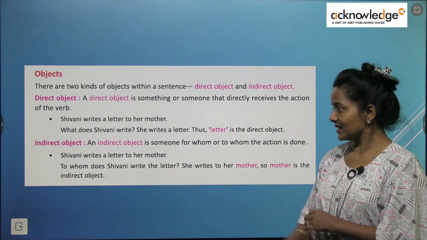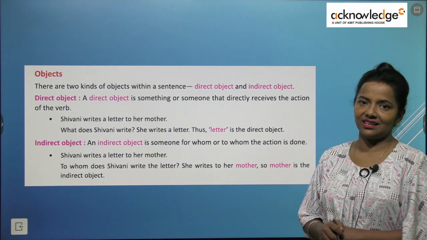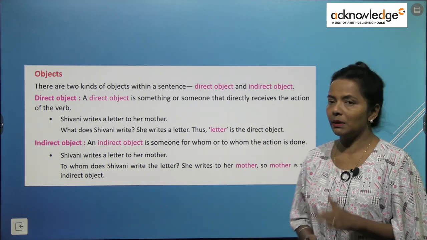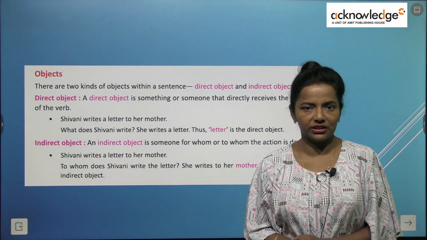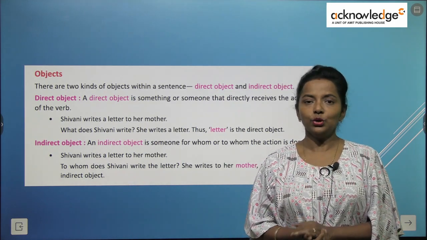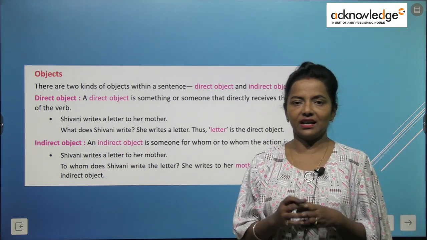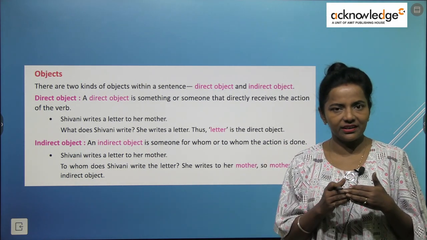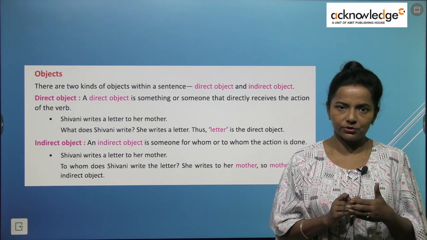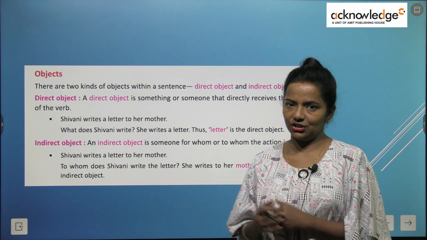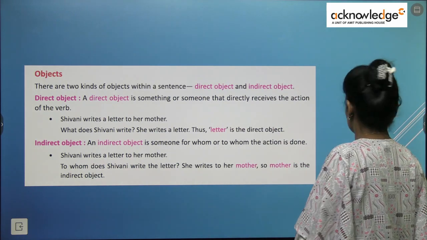Again the same sentence. To whom does Shivani write the letter? किसको लिखा लेटर? She writes to her mother. So mother is the indirect object. आया समझ में आपको? जिसके साथ वो एक्शन कनेक्टेड है, वो तो हो गया डायरेक्ट ऑब्जेक्ट, और जिसके लिए वो एक्शन किया गया है वो हो गया इनडायरेक्ट ऑब्जेक्ट. Fine children, so let's see.